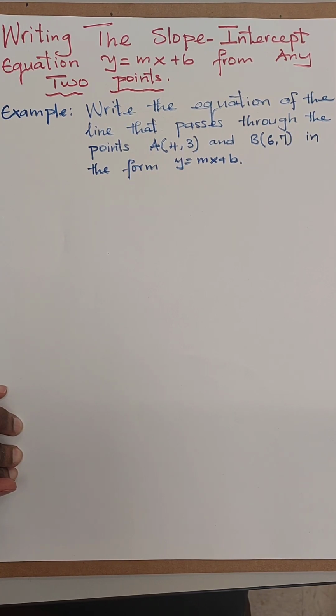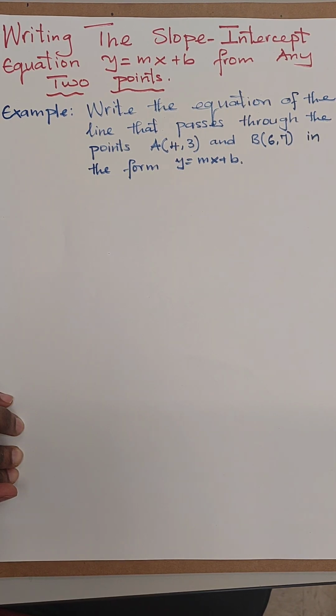The slope-intercept equation y equals mx plus b is the most user-friendly, student-friendly, and most informative form of the equation of a linear function. This is because in the form y equals mx plus b, we can vividly tell what the slope is and what the y-intercept is. And those two are very important pieces of information regarding the line.